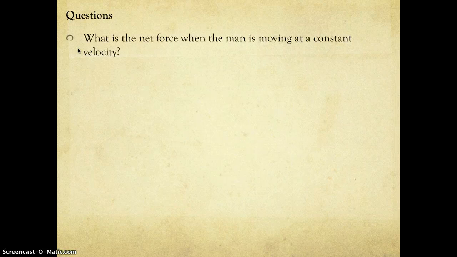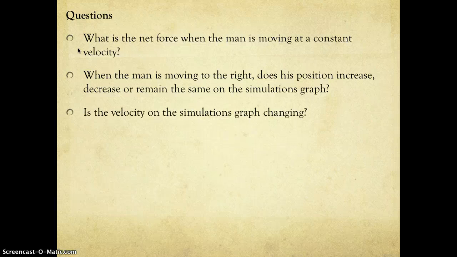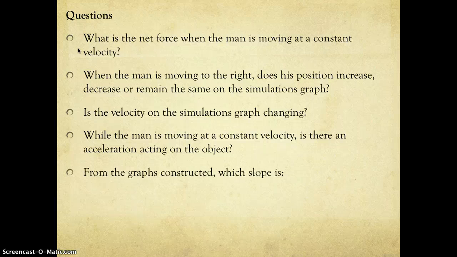Questions you would have to answer for your lab report for experiment number 1 would be, what is the net force when the man is moving at a constant velocity? When the man is moving to the right, does his position increase, decrease, or remain the same on the simulation graph? Is the velocity on the simulation graph changing? While the man is moving at a constant velocity, is there an acceleration acting on the object? From the graphs constructed, which slope is constant, increasing, or equal to 0? For these questions, you'll also have tasks that go with lab report experiment number 1.